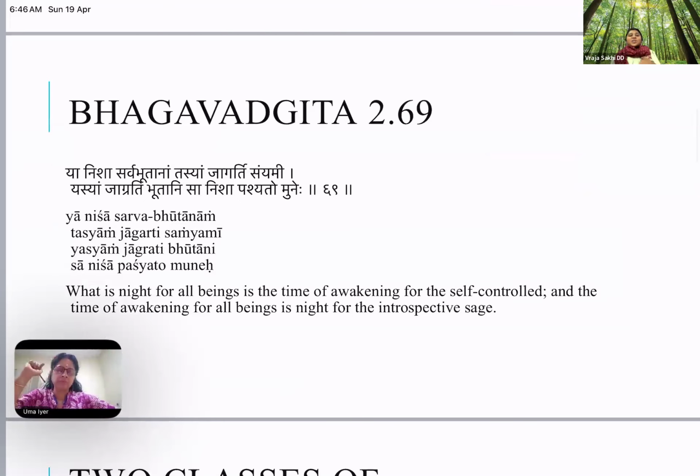So we'll do the sloka, Mataji, today. Bhagavad Gita, chapter 2, text 69.